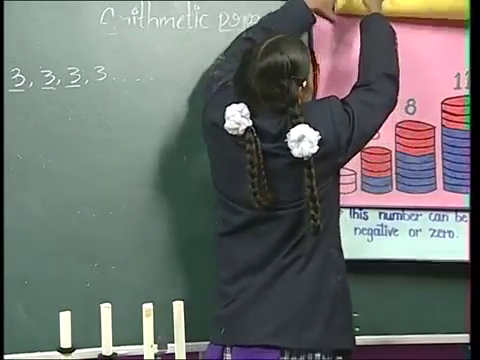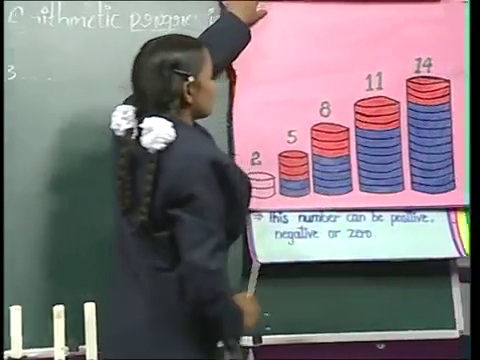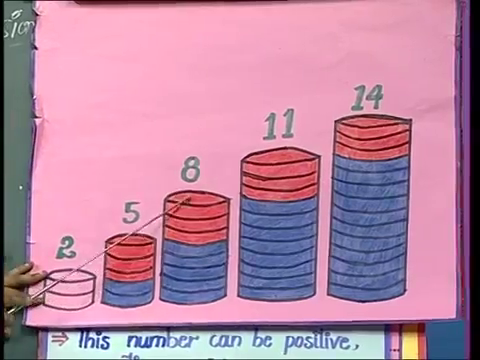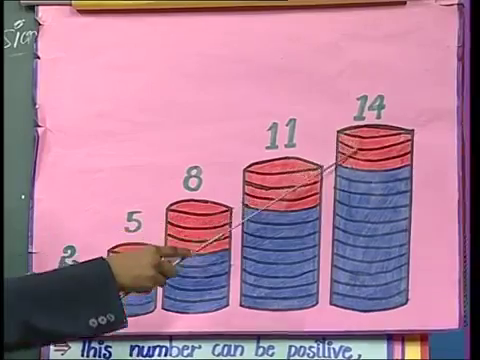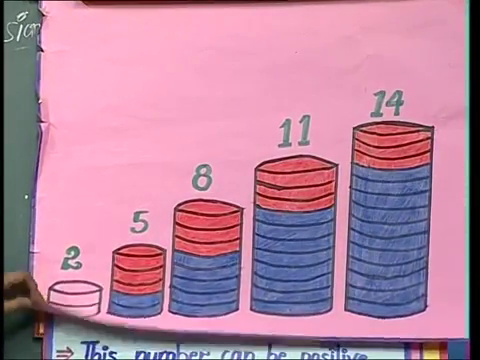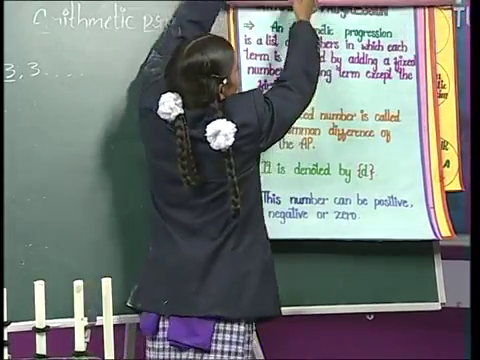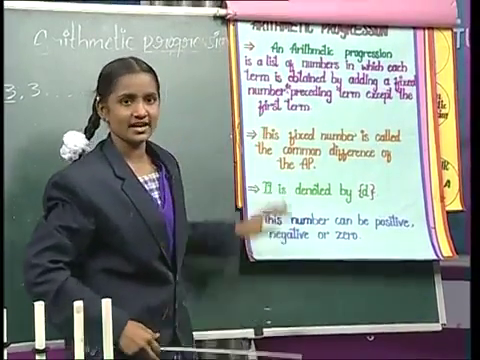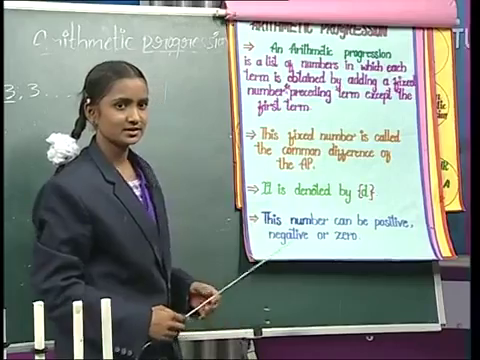Today we also saw the levels of coins. Here we are adding the difference to the preceding levels. These are the differences. And what is an arithmetic progression?